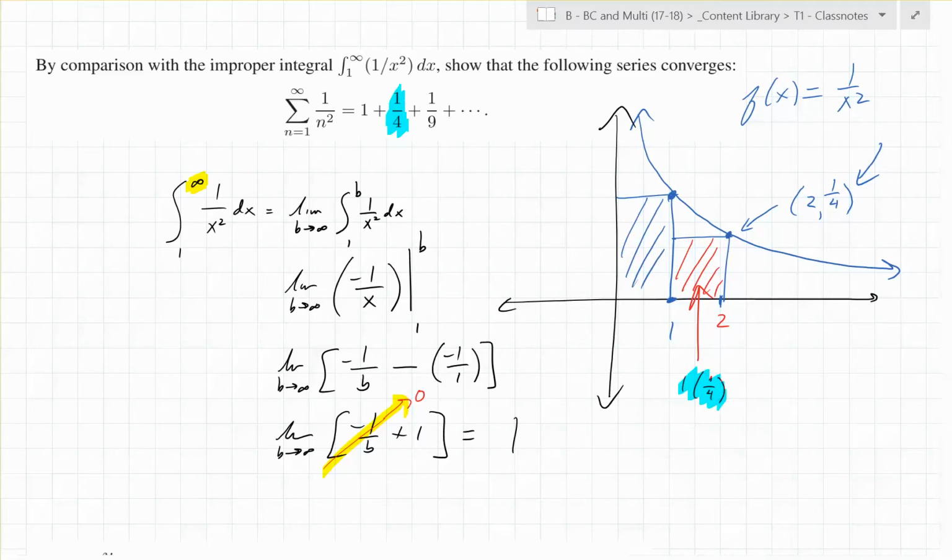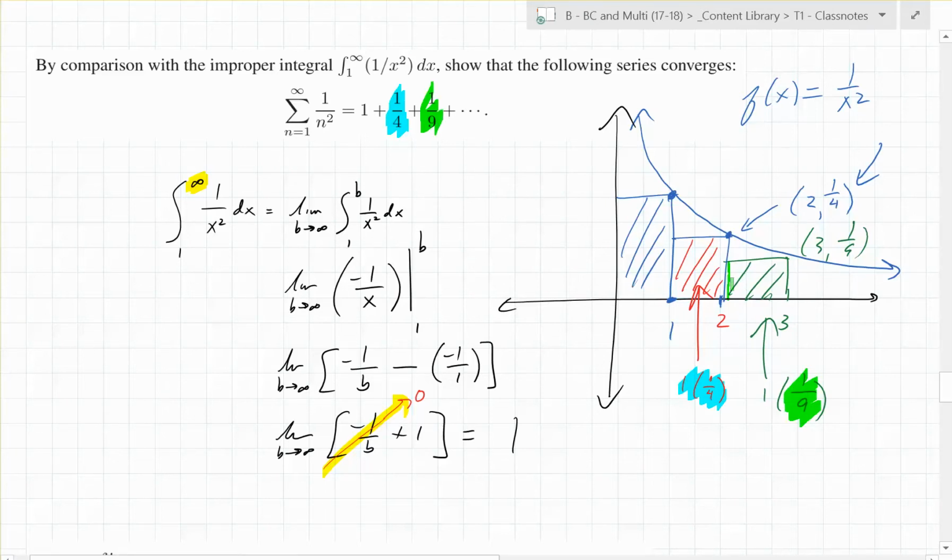What's the next rectangle I could draw? 1 times 1 over 9. Yeah, so it's 3 comma 1/9. What's the area of this one? 1 times 1 over what? 9. And do you see that one there? Yeah, here's the green 1 over 9, and then it's right there, and it's also right there. So do you see how I've placed this series underneath this?